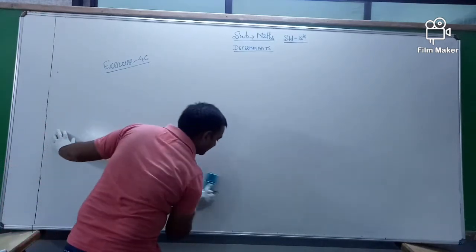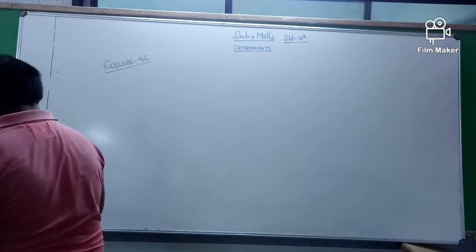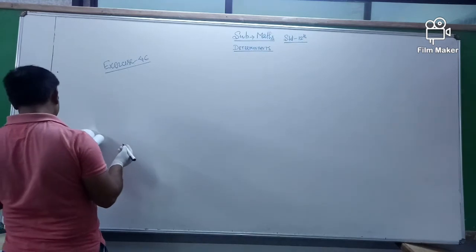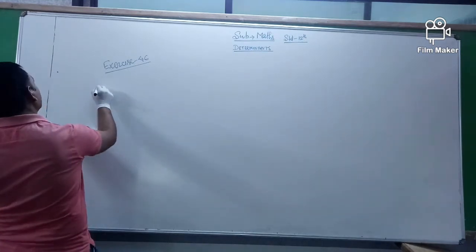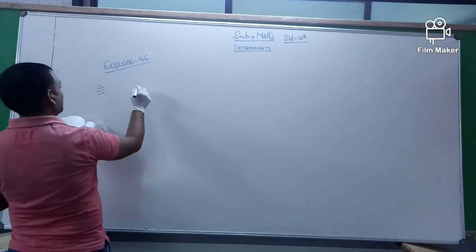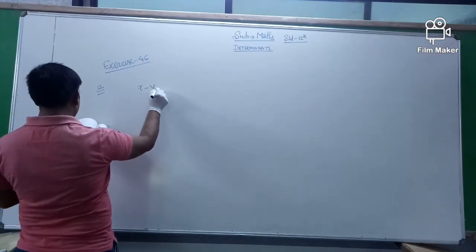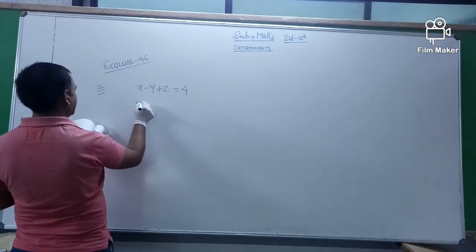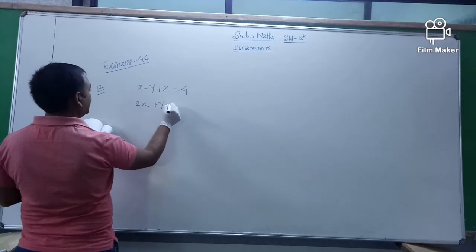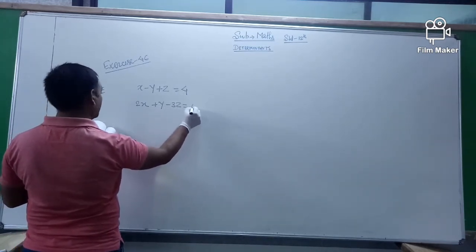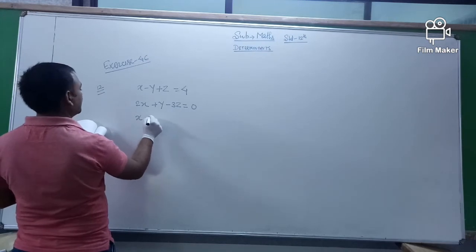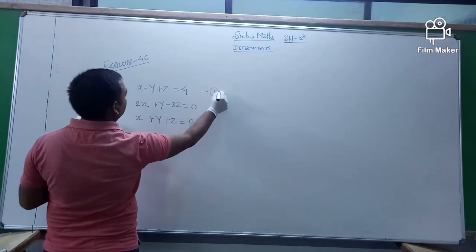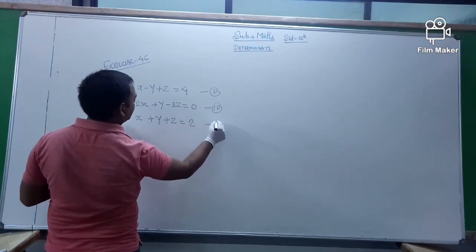Next question. Solve the system of linear equations using the matrix method, where the equations are given. Suppose that question number 12. Here the equations are x minus y plus z equal to 4, and 2x plus y minus 3z equal to 0. Next x plus y plus z equal to 2. This is equation number first, second and third.